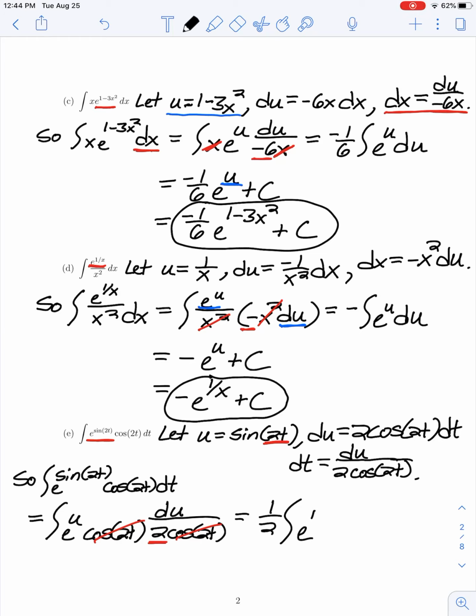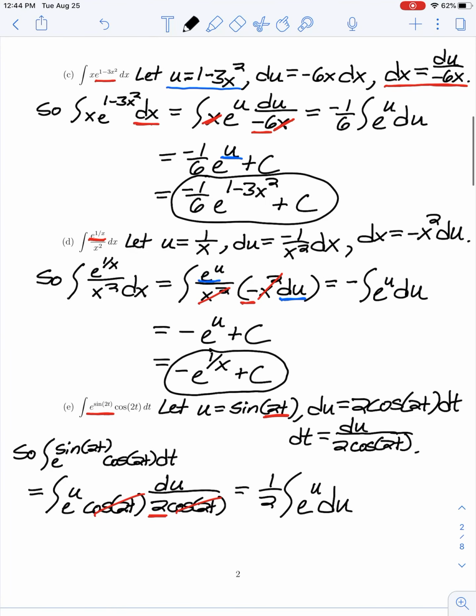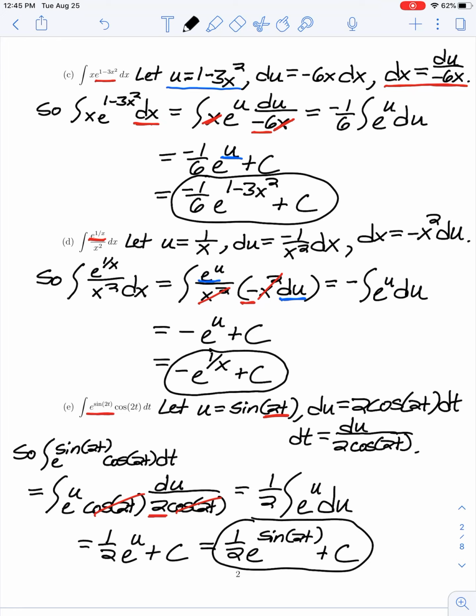And then we're just left with e to the u du, and we know how to find an antiderivative of e to the u. It is, well, we have our constant 1/2, and the antiderivative of e to the u is e to the u plus some constant c. So again, in our last step here, we want to get our final answer in terms of the variable t that we started with. So we will have a 1/2 e raised to the u, which was sine of 2t, plus c. All right.